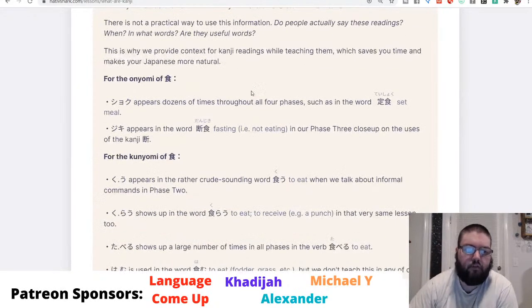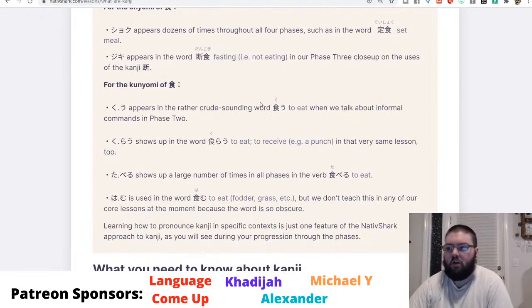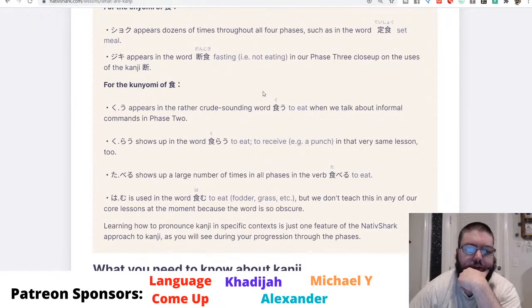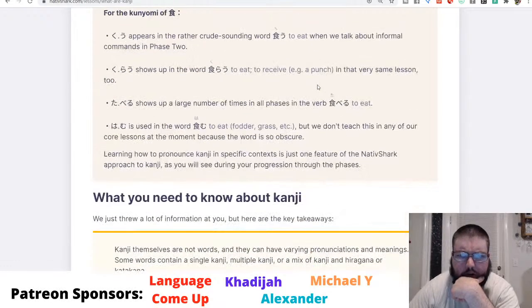For the onyomi, shoku appears dozens of times throughout all four phases, such as in the word teishoku, set meal. Jiki appears in the word danjiki, fasting, i.e. not eating, in our phase 3 close-up on the uses of the kanji. Ku appears in the rather crude sounding word ku, to eat, when we talk about informal commands in phase 2.